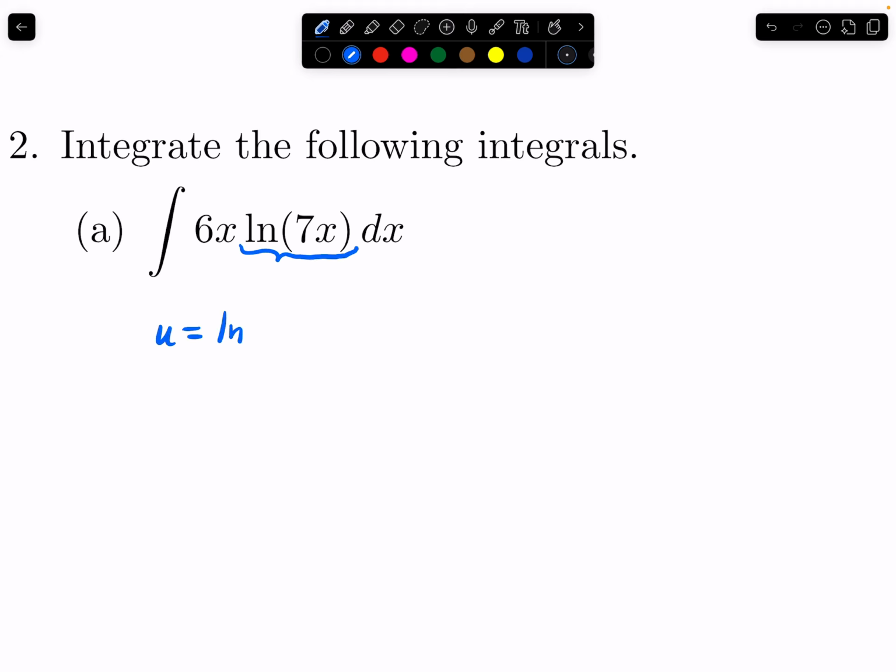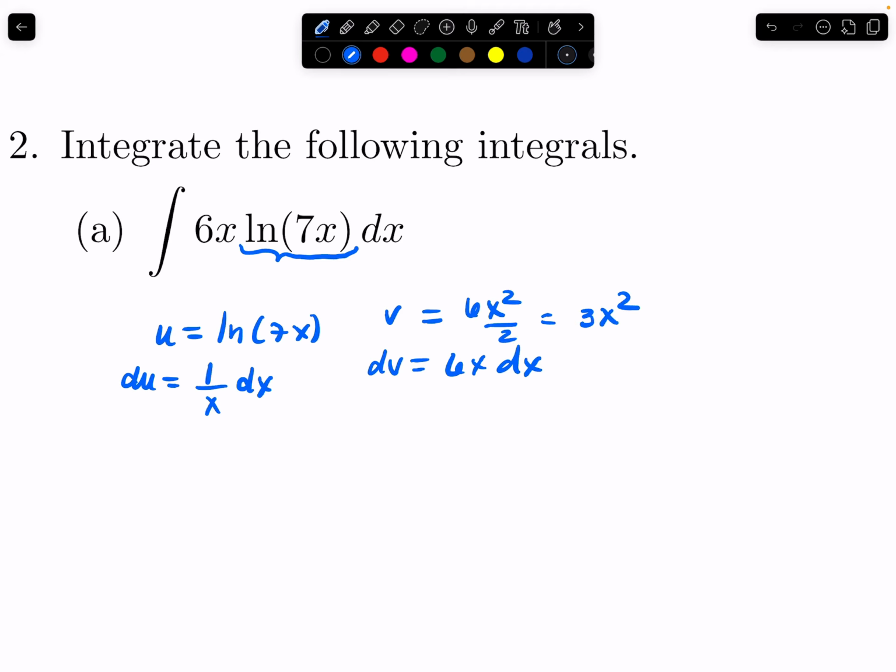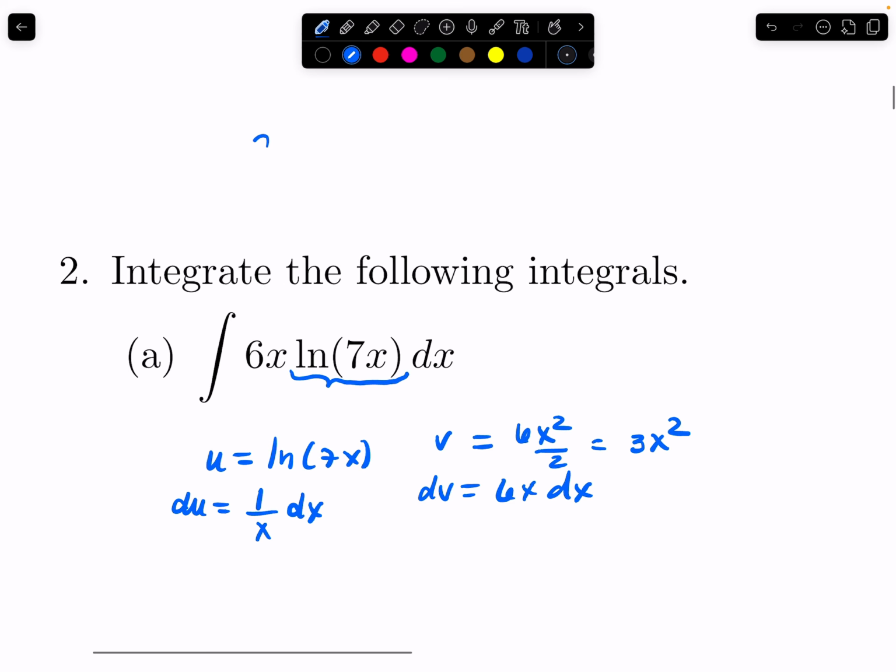So we're going to let u be equal to ln of 7x, which means dv is going to be 6x dx. This tells me du is 1 over 7x times 7, or just 1 over x dx. Here, v is equal to 6x squared over 2, or 3x squared. So then we get u times v. Let me write it up here just for reference. The integral of u dv is equal to uv minus the integral of v du.